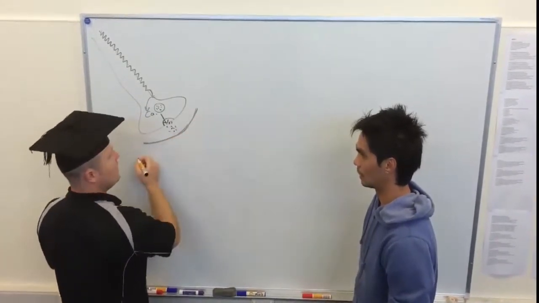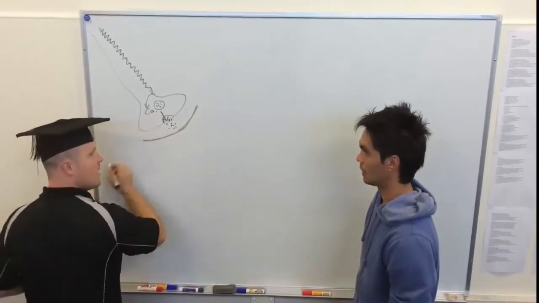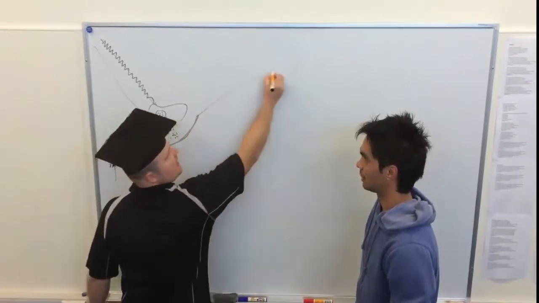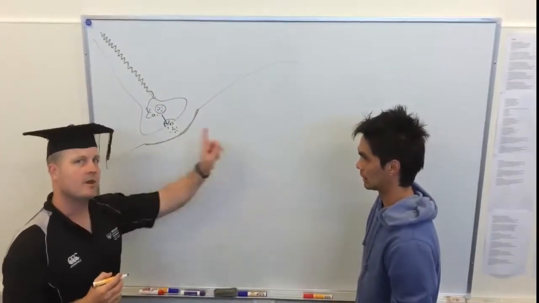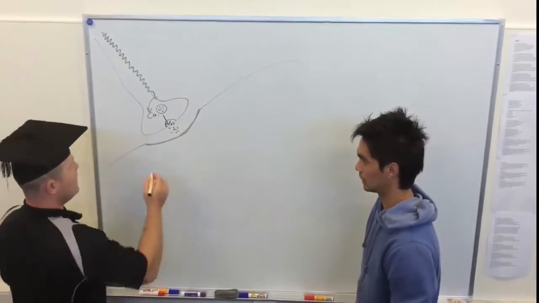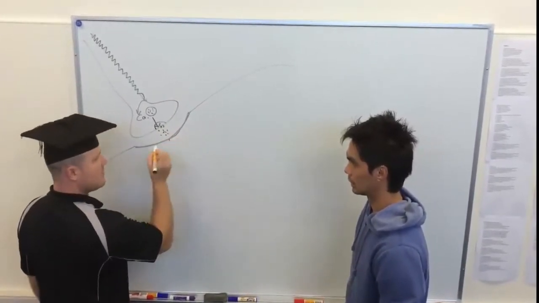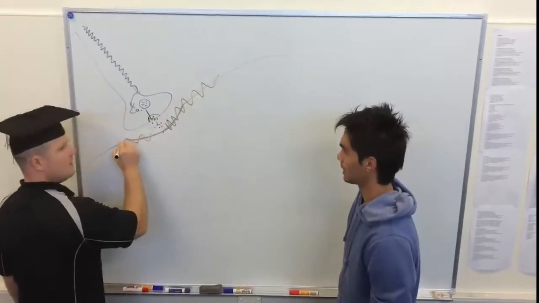Good, motor end plate. The motor end plate is a special bit of the sarcolemma, which is around the muscle. Good. So it's the cell wall of a muscle fiber. When acetylcholine hits the receptors, it starts off a new action potential, which goes around the sarcolemma.